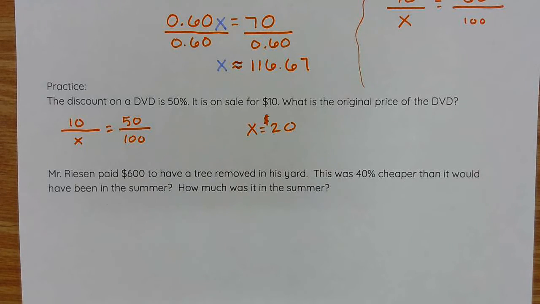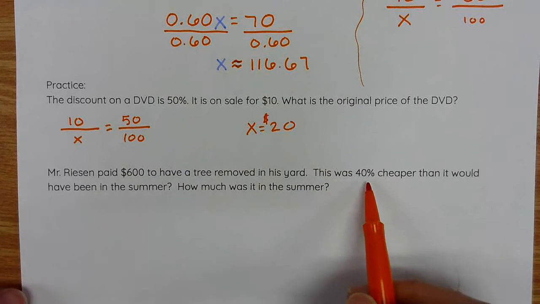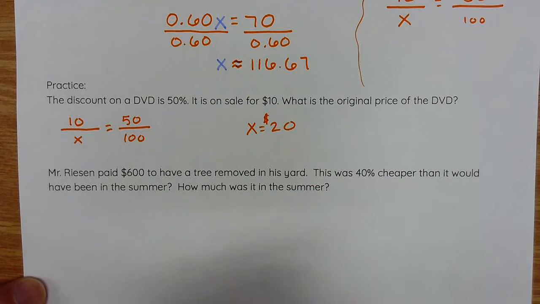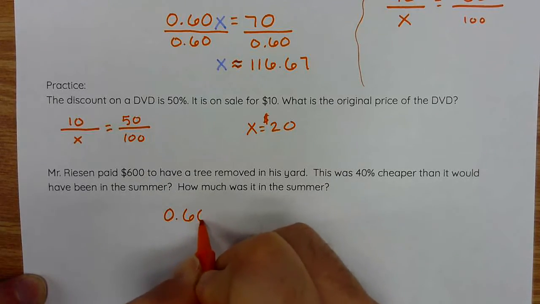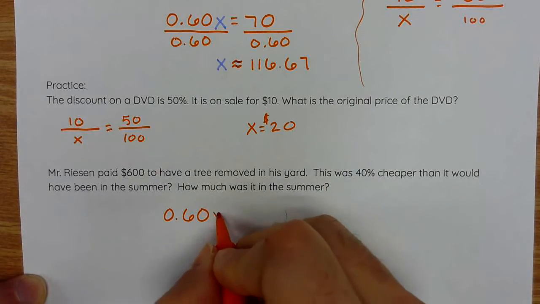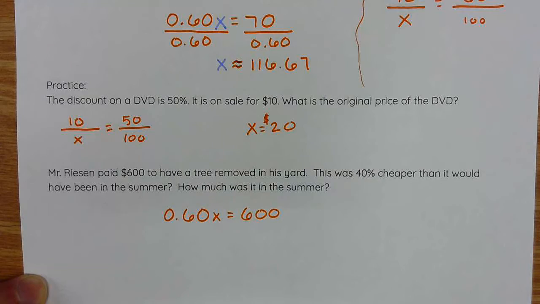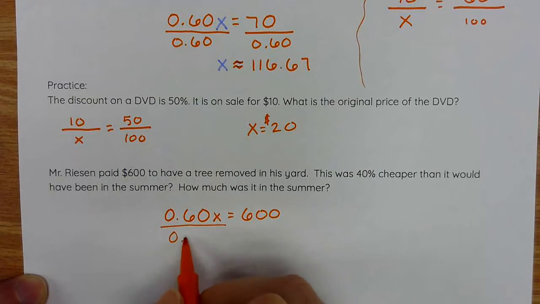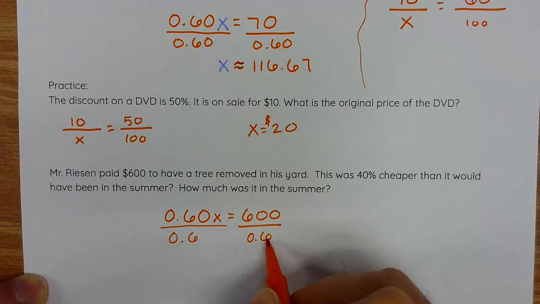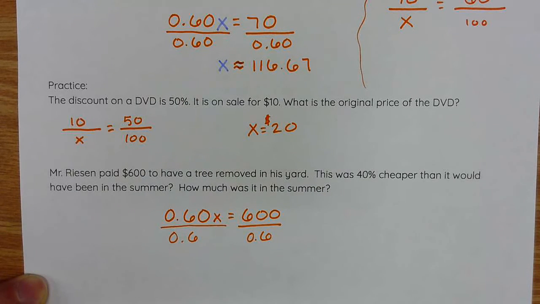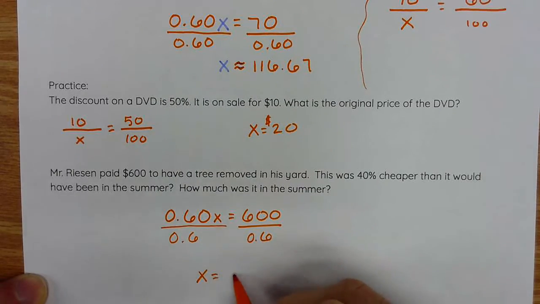Mr. Reeson paid $600 to have a tree removed in his yard. This was 40% cheaper than it would have been in the summer. How much was it in the summer? Okay, so I'm taking 40% off. So I paid 60% of the price. This is actually the same percentage, so it should work out very similar. 60% of what number is 600? And then we would divide both sides. I would get 600 divided by 0.6, which is going to leave me with, hopefully you've caught it already, $1,000.